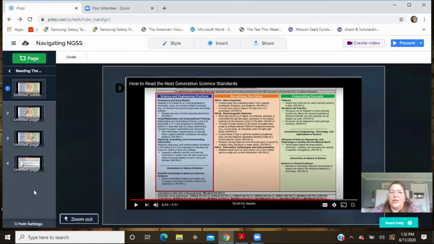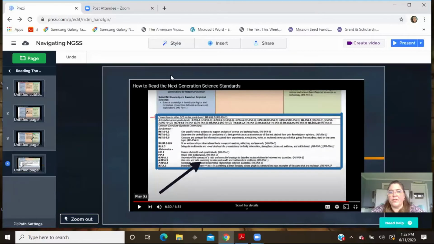All right. Then at the bottom here, you see that you have the 3 parts of the performance expectation, which are your science and engineering practices, your disciplinary core ideas, and your cross-cutting concepts. And it breaks that down into more detail so that the teacher can read through and understand what that's actually going to look like in the classroom, the core ideas that the students need to know, and how this can connect to other subjects.